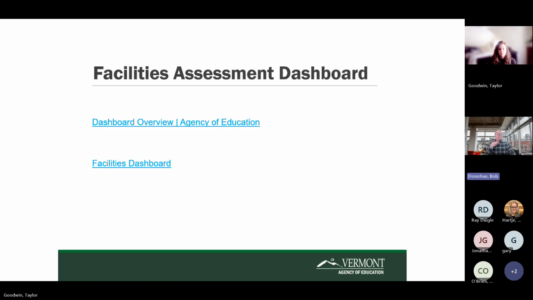So the next part is there's two links here on this slide. The first one is the dashboard overview link. That takes you to the web page on the AOE website, where there is a discussion of the facilities assessments, what led up to them. Basically, it's a condensed version of what we're talking about here. But it just gives a paragraph that says this is what led up to the development of facilities assessments. And then it gives you the helpful hints on how to navigate through the dashboard. And then the second link on this slide is what actually takes you to the dashboard, which we'll now see in the ensuing pages coming forward. Okay, next slide.